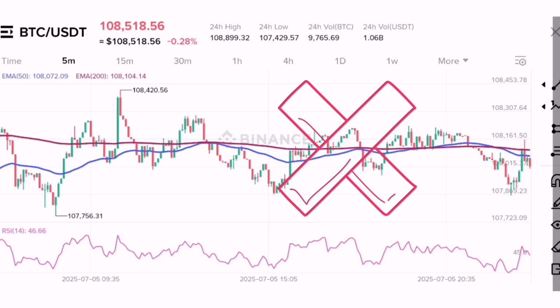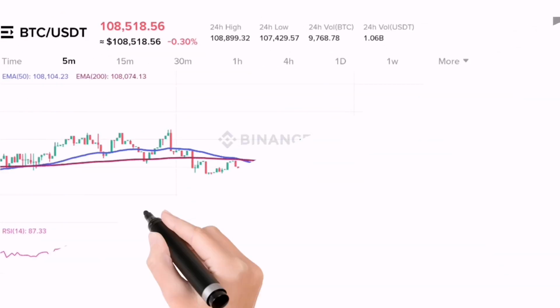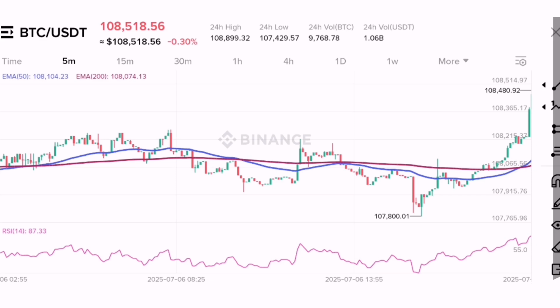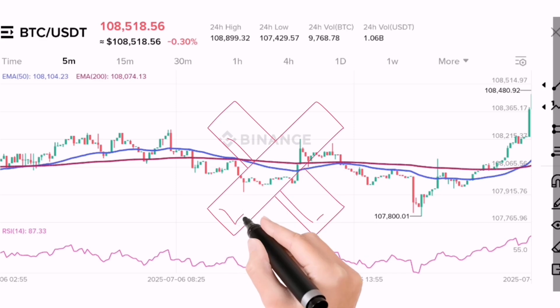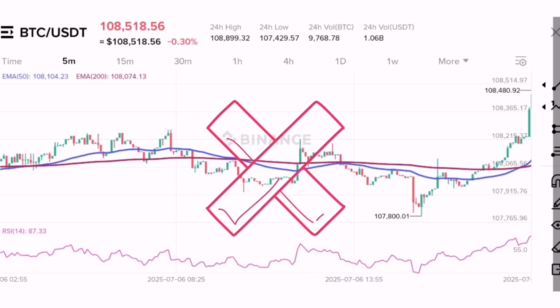The 5-minute chart smooths out unnecessary noise, making it easier to spot high-probability entries using moving averages and RSI. It's also great for part-time traders. A few focused hours per day can lead to consistent results.